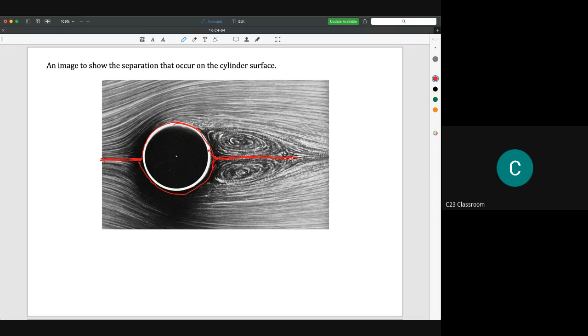But if the velocity starts to increase, you will find that the flow actually goes like this. It will detach here, until it creates some kind of empty space here. That's why we get a wake. A wake means that it cannot be a vacuum in this area.